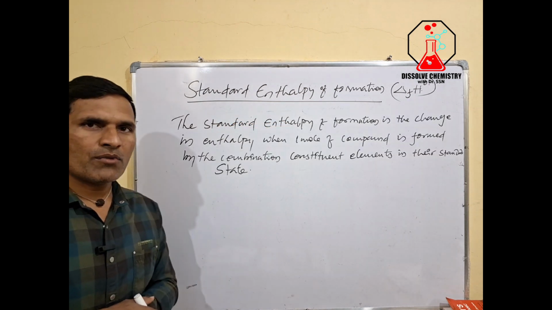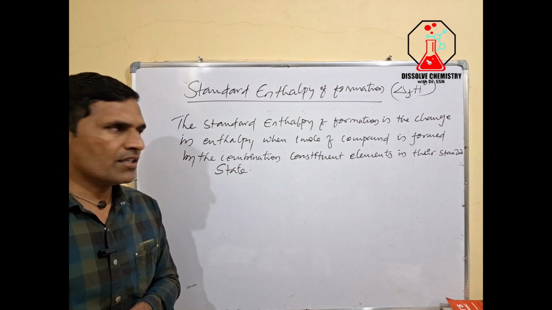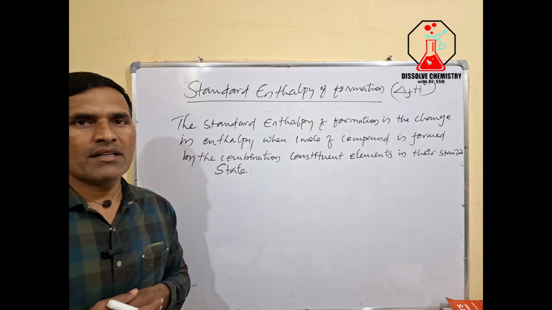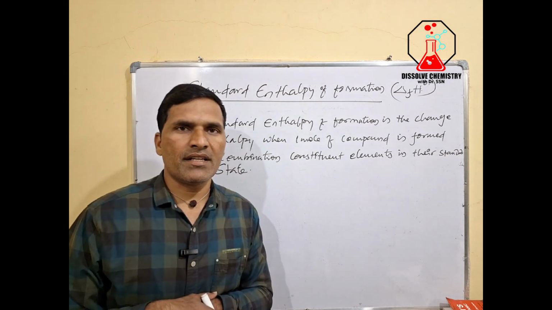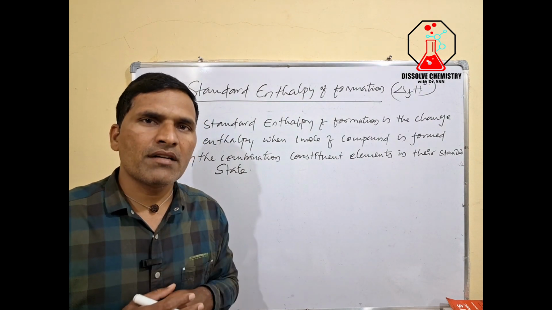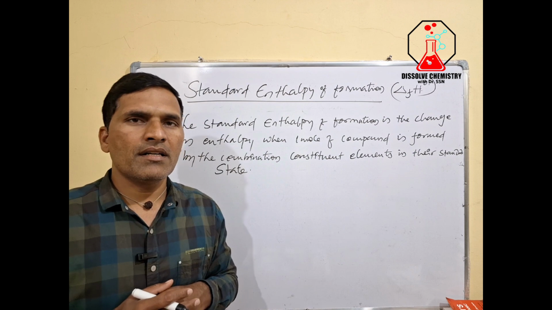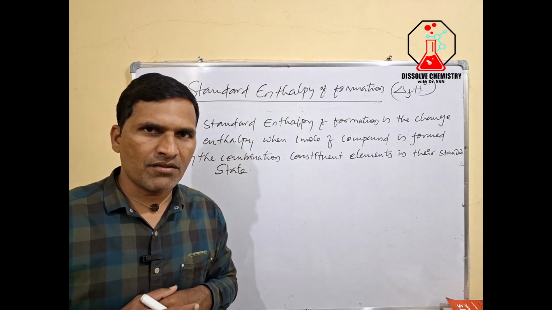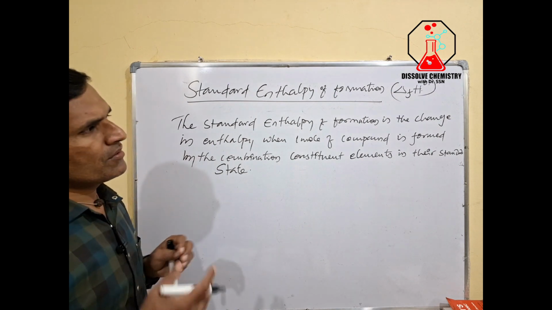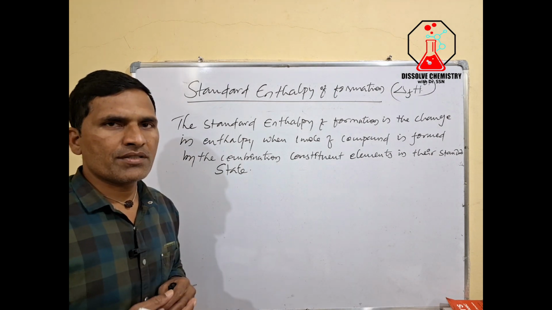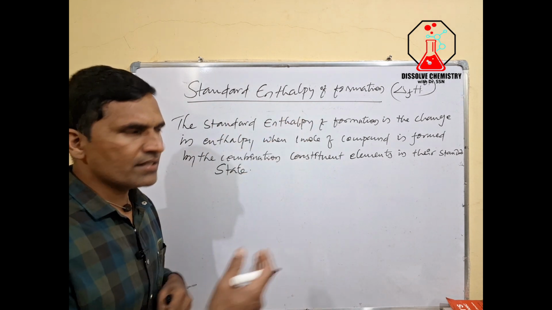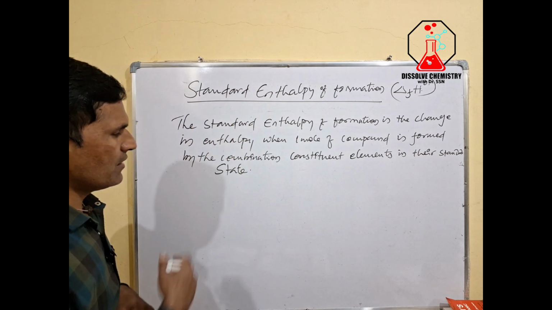So when 1 mole of the compound is formed under standard conditions and the constituent elements are also in their standard state, or we call it the reference state. What do you mean by this reference state? The most stable state of that particular element under given conditions of temperature and pressure, we call it a reference state. That combination of different elements to form a compound is called enthalpy of formation. If you are maintaining the standard conditions, then we mention it as standard enthalpy of formation.